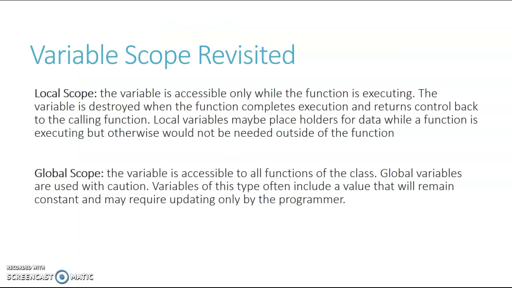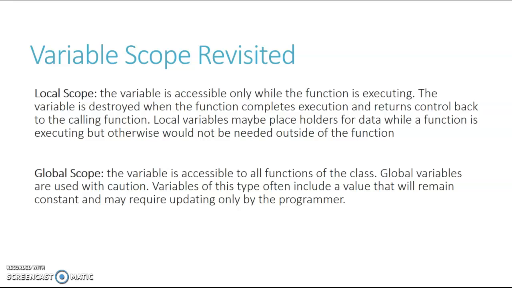So let's revisit variable scope. I talked about local scope as it was related to the body of a function. And so local scope is when the variable is accessible, remember, only within the function that is executing. The variable then is destroyed when the function completes execution and returns control back to the calling function. Local variables may be placeholders for data while a function is executing, but otherwise would not be needed outside of the function.